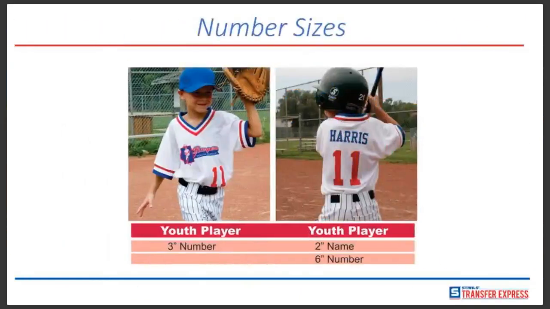Here's an example for a youth player. So what we did on the front of the garment, we put a 3-inch number. And on the right-hand side, underneath the youth player's name, which is a 2-inch name, we did a 6-inch number.